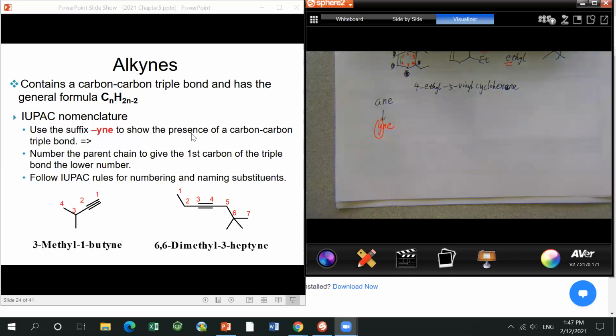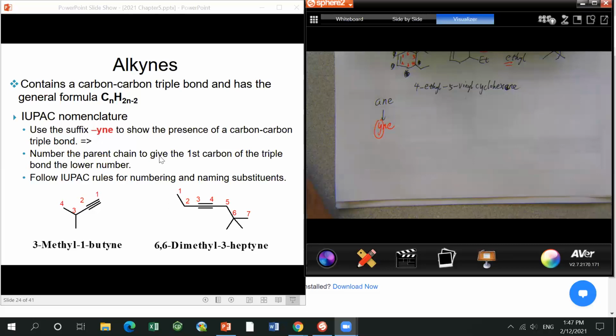And also similar to the alkene name, okay, you need to pick the longest carbon chain containing both of the C triple bond carbons, okay. And then when you number this carbon chain, okay, you try to give the lower number to the C triple bond, okay. And then number the carbon chain to give the first carbon of the C triple bond the lower number, okay. And then when you give the full name, okay, make sure that you label the C triple bond with the location number, okay.